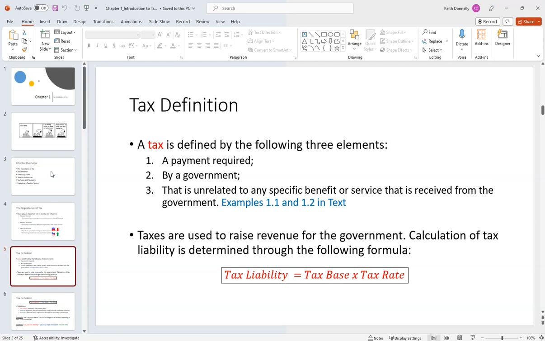So we keep talking about taxes, right? What does this mean? Well, the formal definition of a tax is going to have three elements. One, a payment that's required. Two, by a government. Three, that is unrelated to any specific benefit or service that's received from the government. So let's look at a couple examples here.